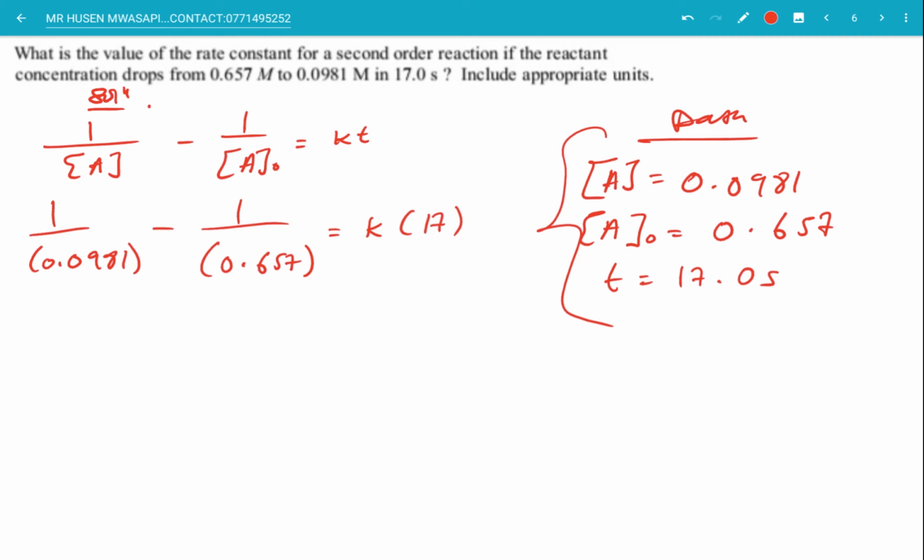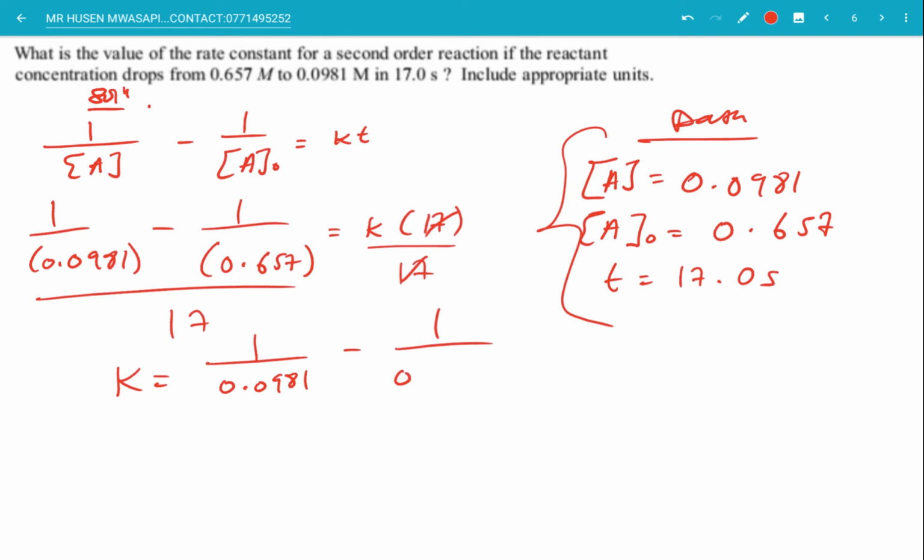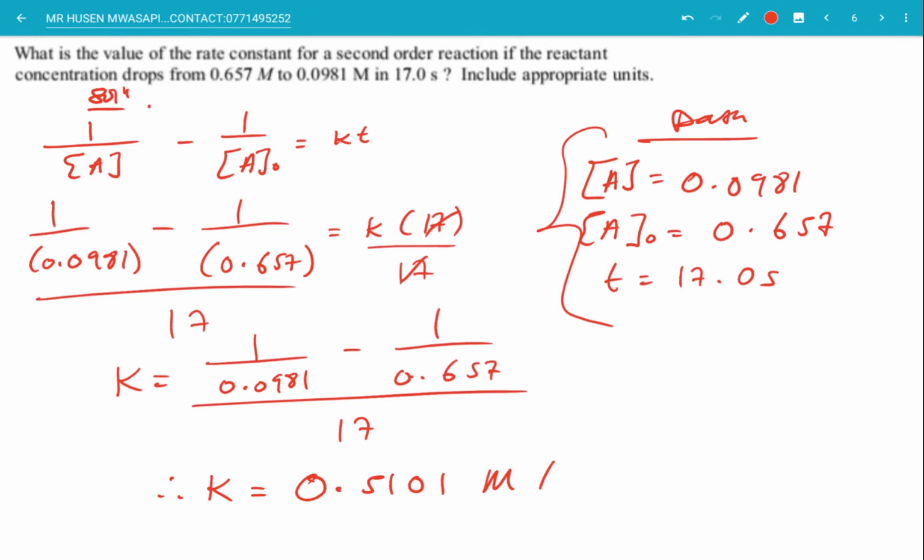If you divide both sides by 17, you have your K value being equal to 1 over 0.0981 minus 1 over 0.657. The whole of this will be over 17. If you compute this on the calculator, the rate constant K will be equivalent to 0.5101 molarity per second, like that.